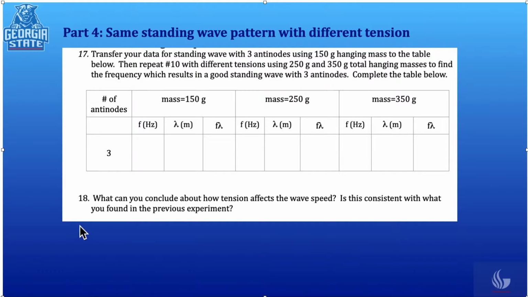Question 18: What can you conclude about how tension affects the wave speed? Is this consistent with what you found in the previous experiment? In the previous experiment, you remember that you had the direct relationship of velocity and tension. So in this case, what happened when tension has been increased or decreased, and also the frequency is changing? So if tension affects speed, then what happens?